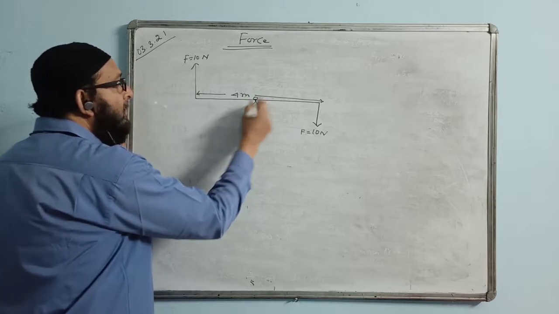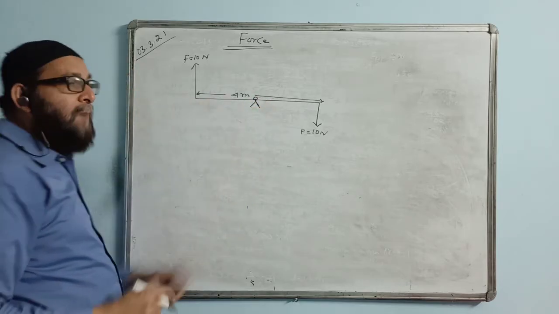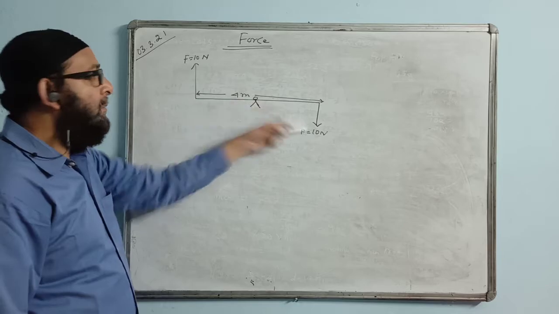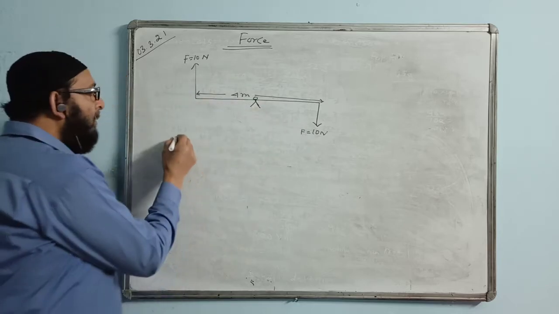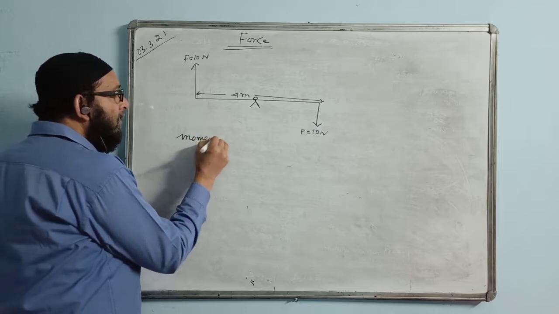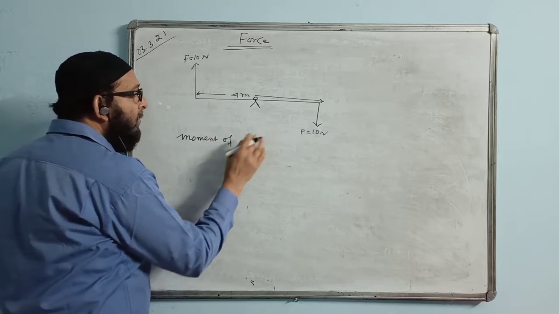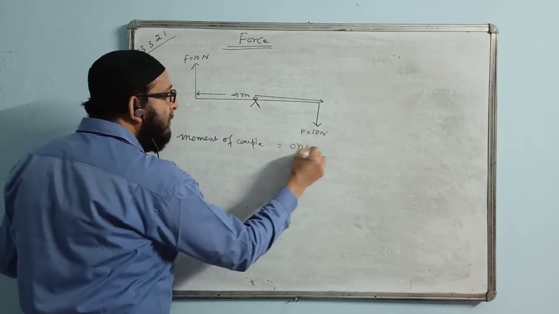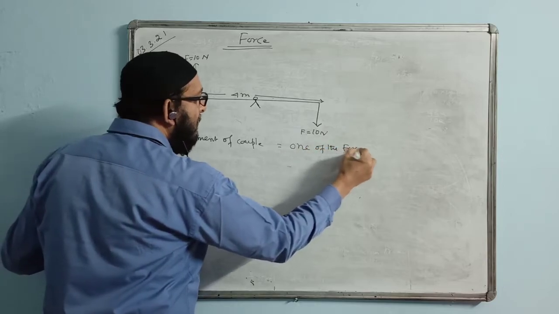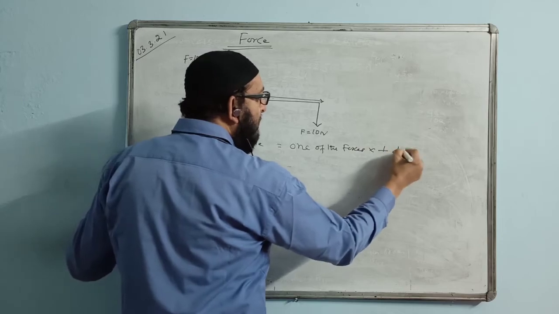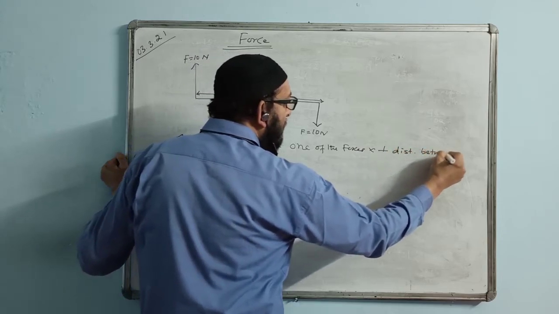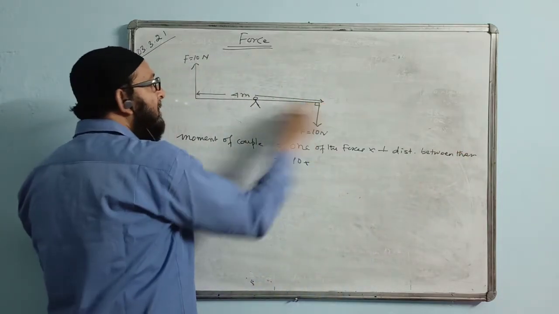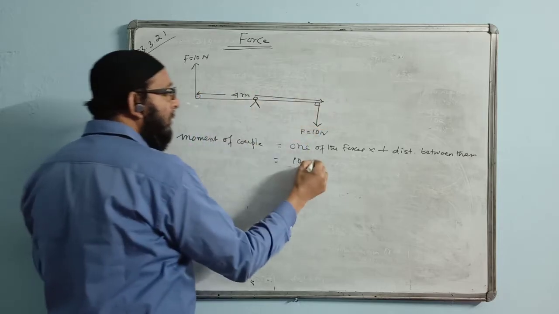Midpoint O is the pivoted point. We can do this question in two different ways. We see this is a couple. What is the formula for the moment of a couple? We can do it the couple way. The moment of a couple is equal to one of the forces times the perpendicular distance between them. We take one of the forces, that is 10, and the perpendicular distance between these two forces, that is 4.